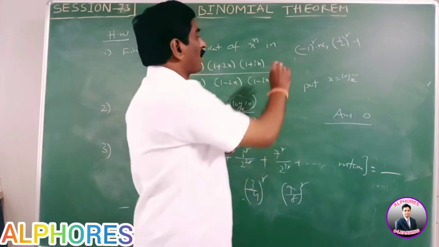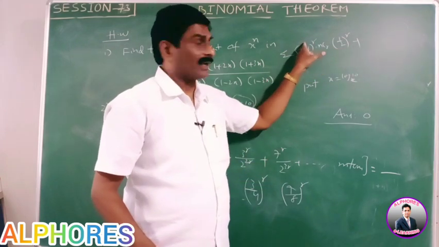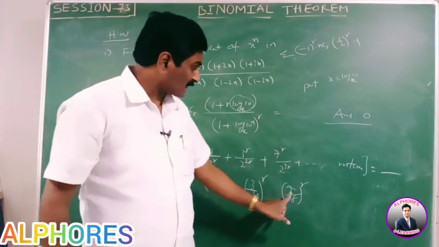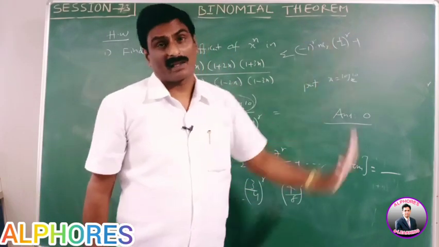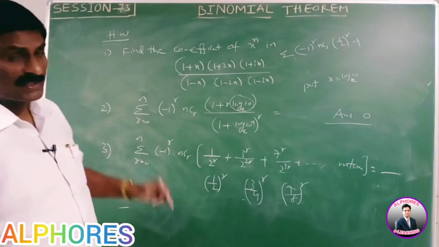What is this formula? (−1)^r nCr into x power r. What is this value? (1 − x)^n. Again (1 − x)^n. Here x is 1 by 2. Next x term is 3 by 4, then 7 by 8. After simplifying, we get the required result. Very, very important. These three are very, very important. Please note these values.